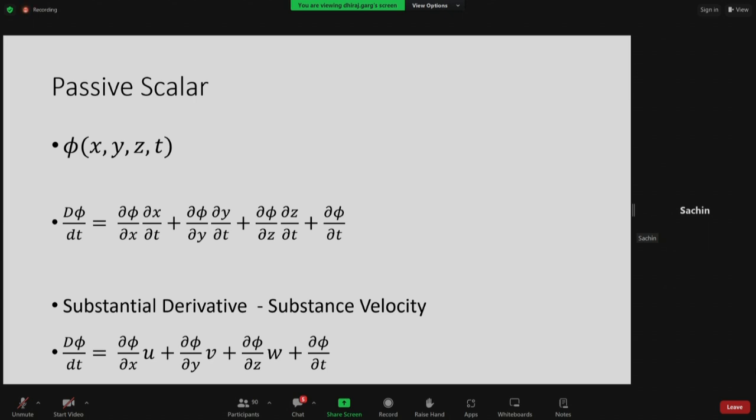So that is the idea: when it is the same as u, it is considered a passive scalar. Then you do not have to calculate its velocity separately. The local velocity of the substance itself will be used automatically, and it becomes a passive scalar. Then you can use that for visualization.